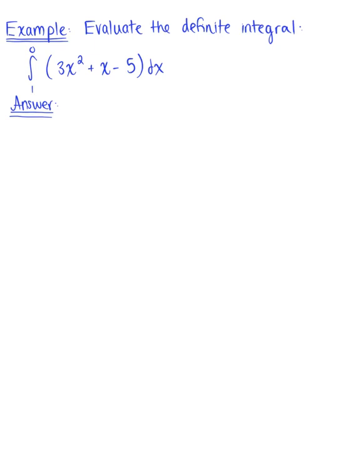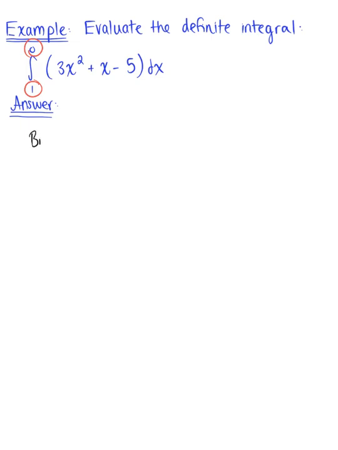Evaluate the definite integral. And here we have the definite integral from 1 to 0 of 3x squared plus x minus 5. And the first thing that we notice is, wait a second, the bounds are backwards. We should have the smaller value in the lower bound and the larger value in the upper bound. So we need to flip these bounds.